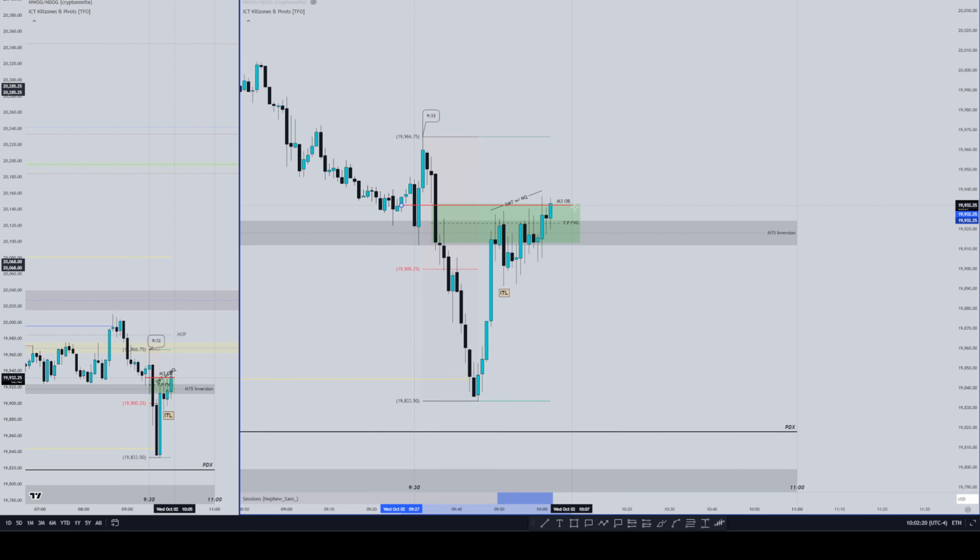So look how many times we're tapping into this order block as well. We're continuously just closing through this inversion gap. Sorry, this first presentation gap.